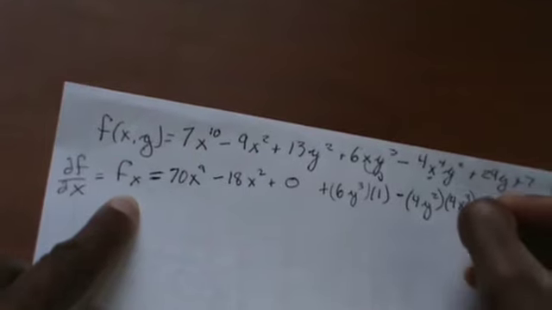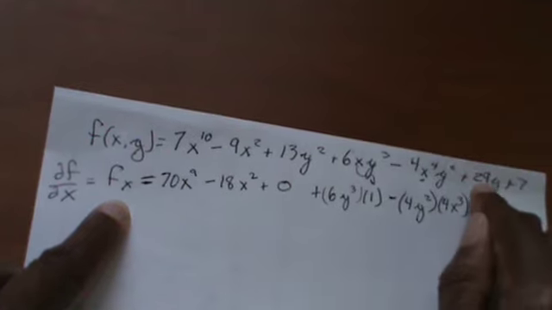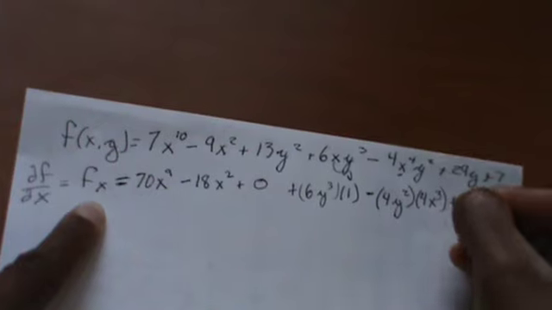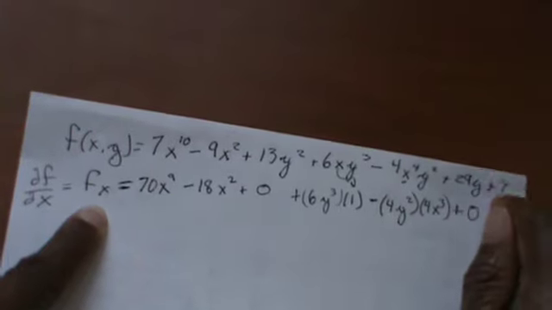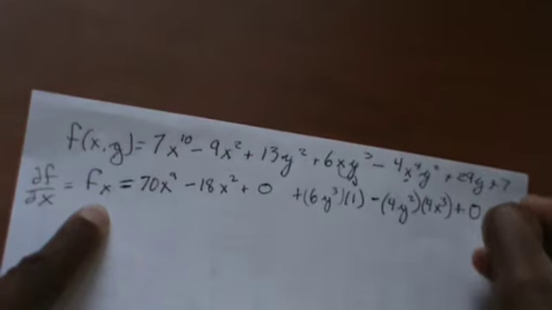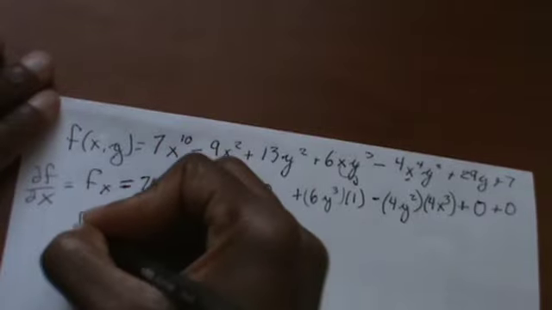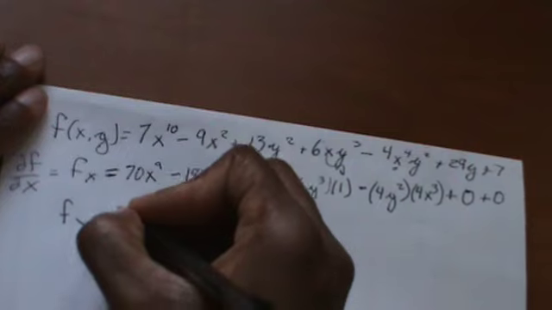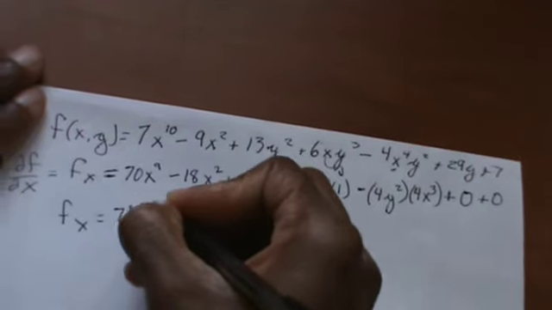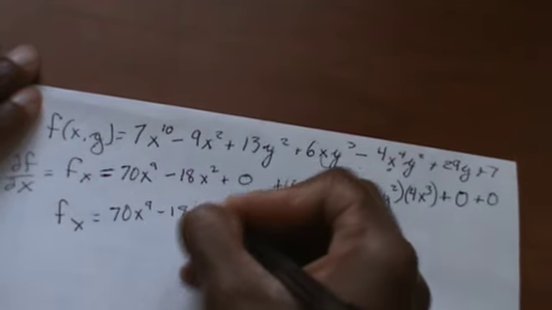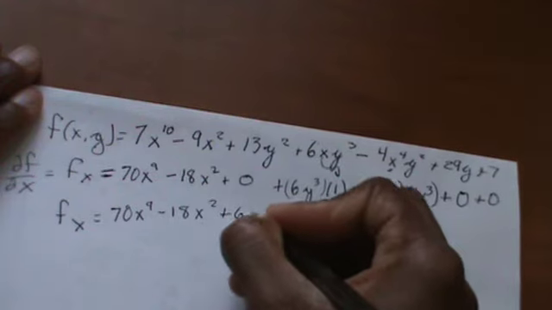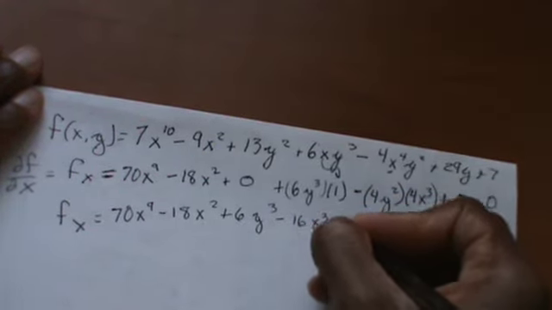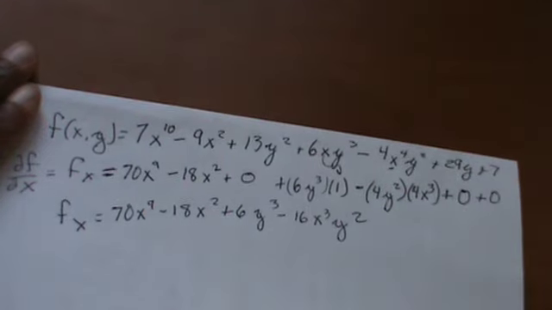All right, plus this one does not have an x in it. I said 29y, so its derivative is 0. The 7 does not have an x in it, so its derivative is also 0. So if I wanted to write this down, my final answer would be 70x to the 9th minus 18x squared plus 6y cubed minus 16x cubed y squared.